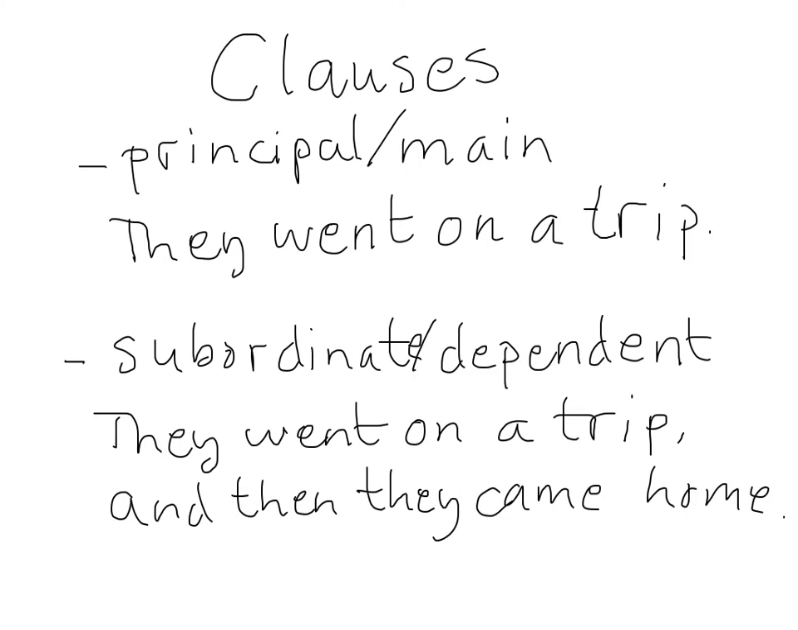The principal or main clause is they went on a trip. And then they came home, that's a subordinate or dependent clause because it can't stand on its own. You can't just ignore they went on a trip and only say and then they came home, because that wouldn't make sense. Subordinate clauses can also stand before the principal clause, and then the most important thing is to identify what's the main thing, what's the main event. And knowing which is the main event helps you identify the principal clause.